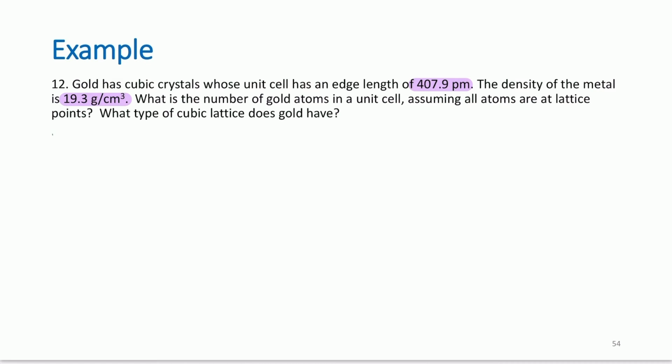So I'm going to find the volume. Volume is equal to my edge length cubed. So 407.9 picometer is the same as 4.079 times 10 to the minus 8 centimeters. You guys can do that calculation if you'd like to check it. But I want to put this in centimeters cubed because I'm going to have to compare it to density, and I want my units to be the same. 4.079 times 10 to the minus 8th centimeters, quantity cubed, gives me 6.787 times 10 to the minus 23rd centimeters cubed.